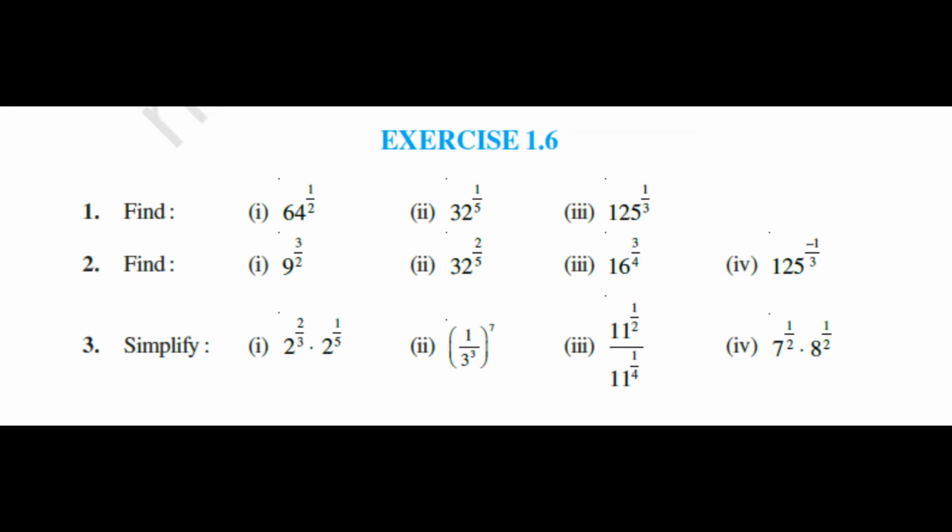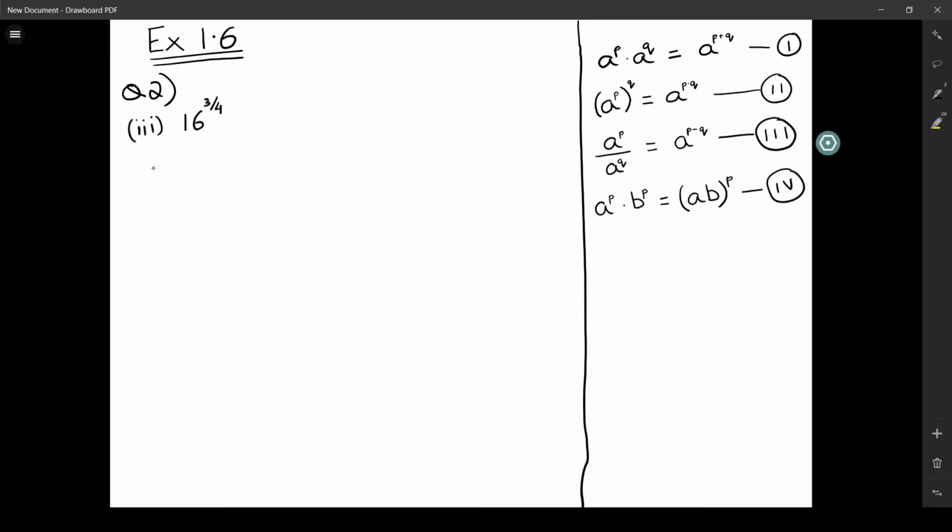The third part of the question is also similar. Here we have 16 to the power 3 by 4. Now 16, as we know, is 4 square. So we can write it as 4 square to the power 3 by 4, which makes us able to reduce this as 4 to the power 2 into 3 by 4. Here I've used the second formula again.